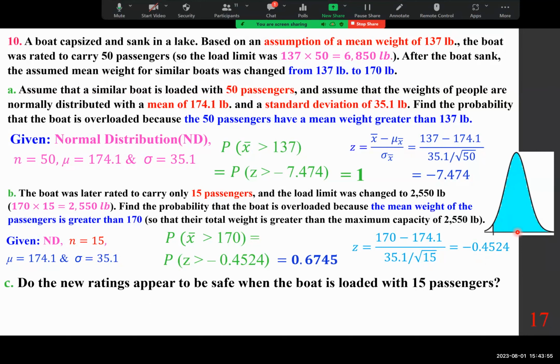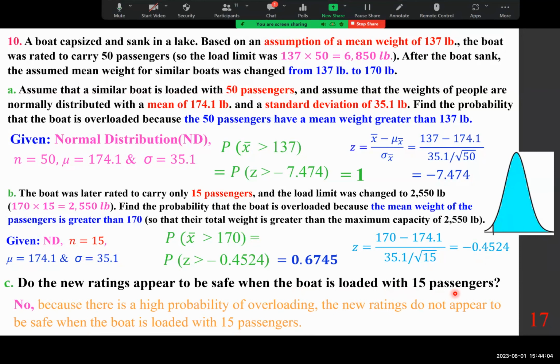Do the new ratings appear to be safe when the boat is loaded with 15 passengers? The answer is no. Why not? Because there's a high probability, this is 67.45%, there's a high probability of overloading. The new rating do not appear to be safe when the boat is loaded with 15 passengers.